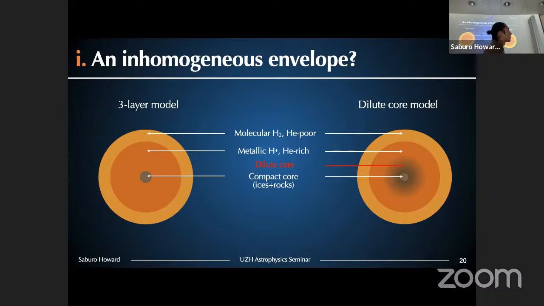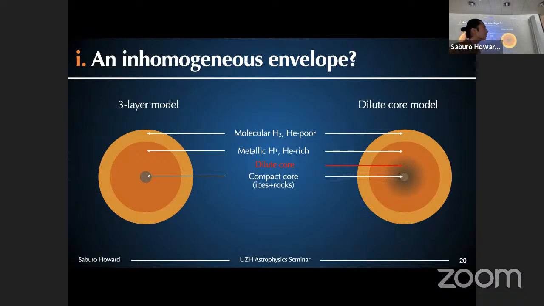So here, I recall the structure of 2 types of models, 3-layer and dilute core models. And to answer this question, we studied both types of models. So the outer region of the 3-layer model is made of this molecular hydrogen-helium-poor layer. The inner envelope is made of this metallic hydrogen-helium-rich layer. And then you have this dense compact core that is made purely of rocks and ices. And for the dilute core model, it's quite similar, but you add on top of that this 4th layer of a dilute core, where you have this gradual distribution of heavy elements from the very center towards the outer region of the planet.